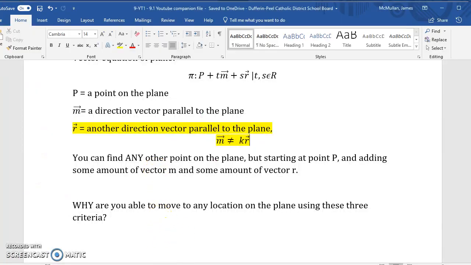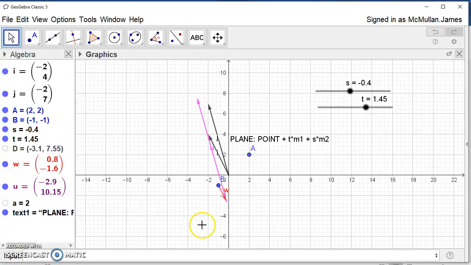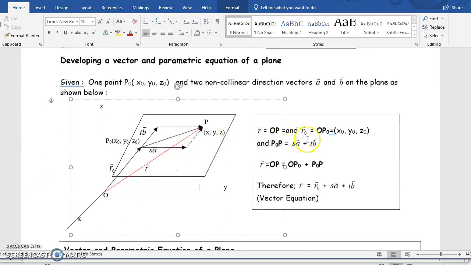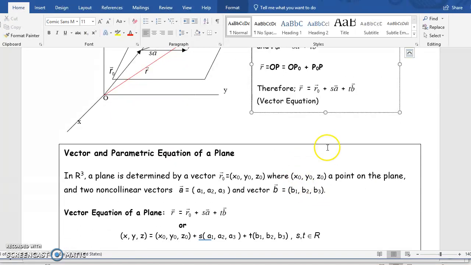So as long as you have any two non-collinear vectors and a point, you can create a unique plane. That will specify exactly one plane, and that is why our equation looks the way that it does. Why does it look like this? The plane is equal to a point plus a certain amount of parameter s times one direction vector, and then parameter t times the other direction vector. That will create a plane.